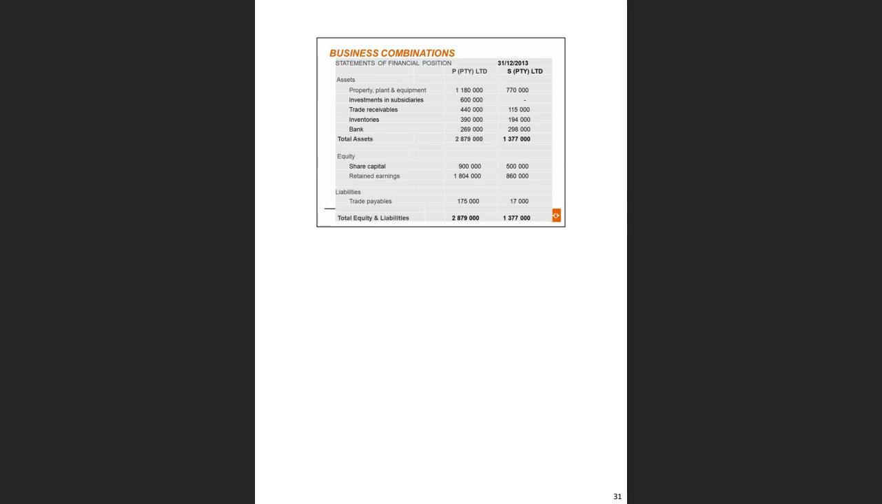So here they give us the statement of financial position of P and the financial statements of S. So these are individual company financial statements. Okay, you can see the share capital here of S. So these are definitely the individual financial statements. We'll have to prepare the consolidated financial statements. If we have a look at the next slide here, we have the statement of profit or loss and other comprehensive income for SPTY Limited and PPTY Limited. So these again are individual financial statements.